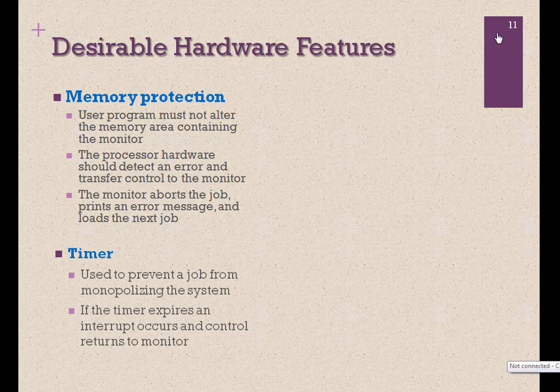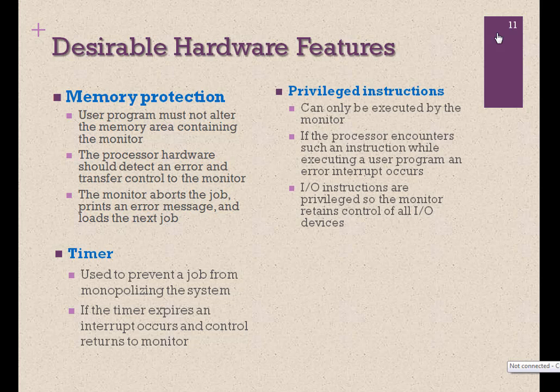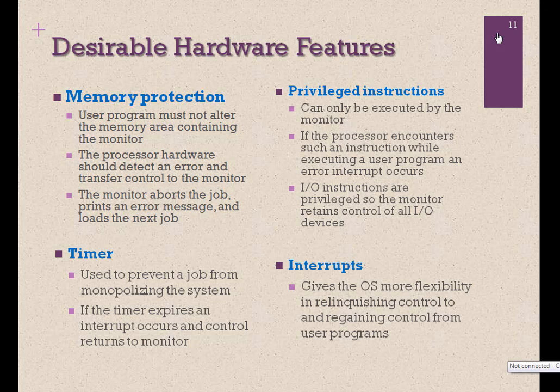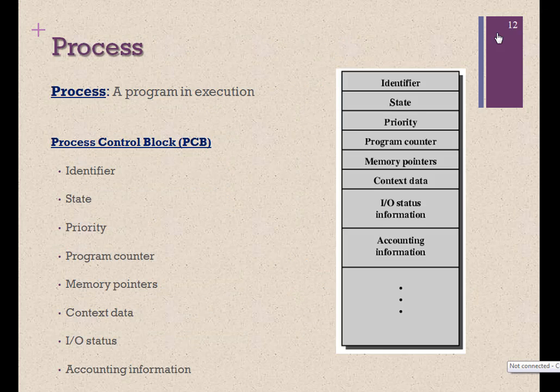The timer is used to prevent a job from monopolizing the system. If the timer expires, an interrupt occurs and control returns to the monitor. Privileged instructions: IO instructions are privileged, so the monitor retains control of all IO devices. Interrupts give the operating system more flexibility in relinquishing control to and regaining control from user programs.